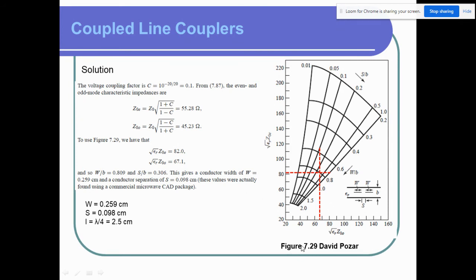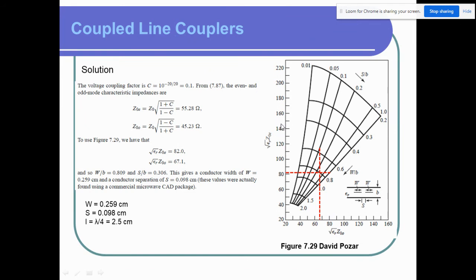Now this one is figure 7.28 from David Pozar. We need to use these values here, but before that, let us understand this figure first. This figure is the square root of the dielectric constant multiplied by even mode impedance, and the same thing with odd mode impedance. So the square root of the dielectric constant multiplied by Z even, and the square root of the dielectric constant multiplied by Z odd.